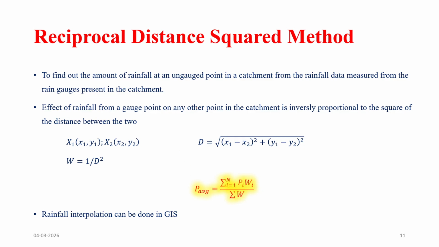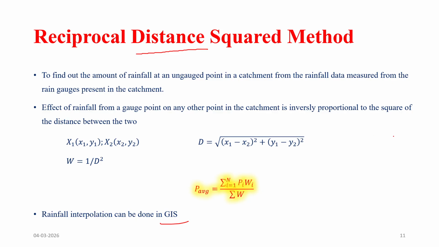The next method, which we will discuss in this lecture, is the reciprocal distance square method. The reciprocal distance square method is a popular interpolation technique, especially useful in GIS software. In this method, the rainfall at any ungauged point in the catchment is estimated from nearby gauges.